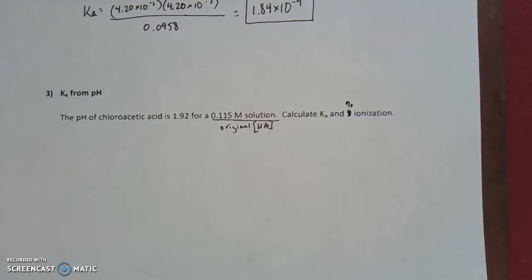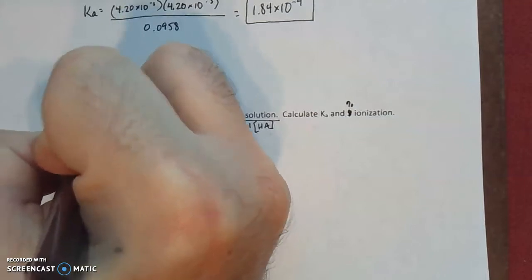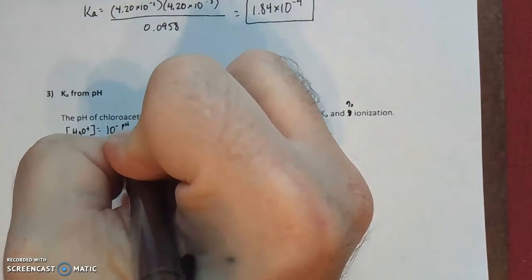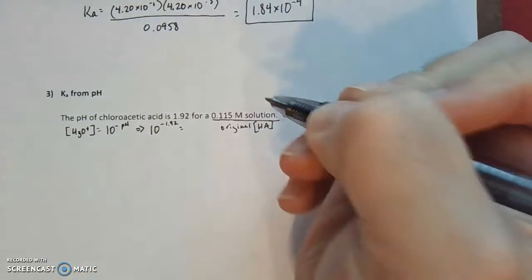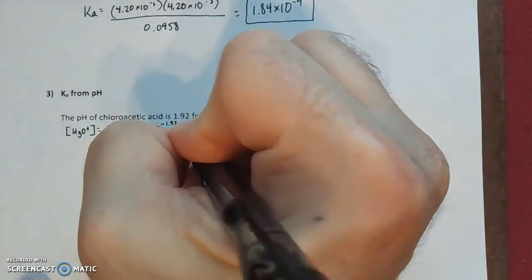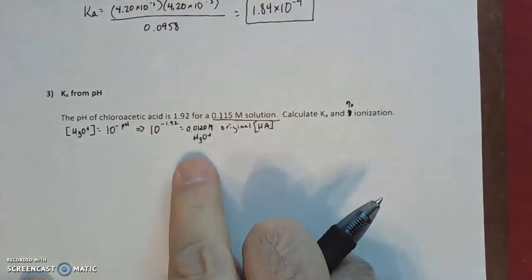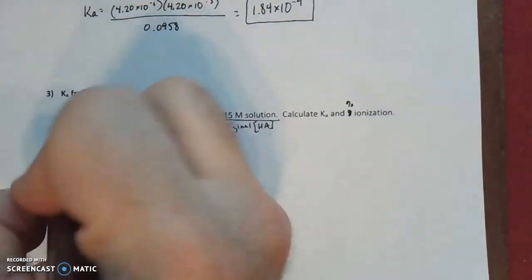So if we're given a pH, we can use our pH equations to calculate our value of H3O+. So we know that the concentration of H3O+ is equal to 10 to the negative pH. So we can put in 10 to the negative 1.92, and we're going to get 0.0120 molar H3O+. So there is our value for H3O+ in our ice chart.